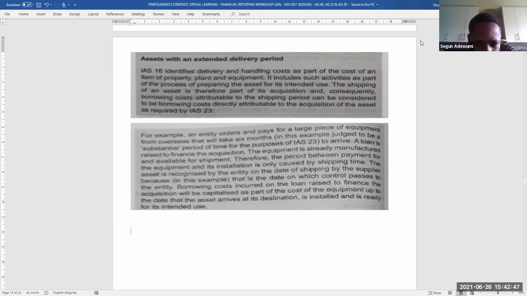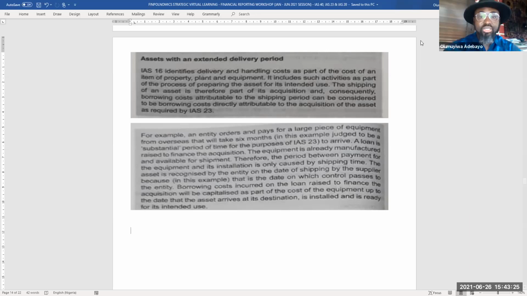The asset is recognized by the entity on the date of shipping by the supplier because, in this example, that is the date on which control passes to the entity. Borrowing costs incurred on the loan raised to finance the acquisition will be capitalized as part of the cost of the equipment up to the date that the asset arrives at its destination, is installed, and is ready for its intended use.